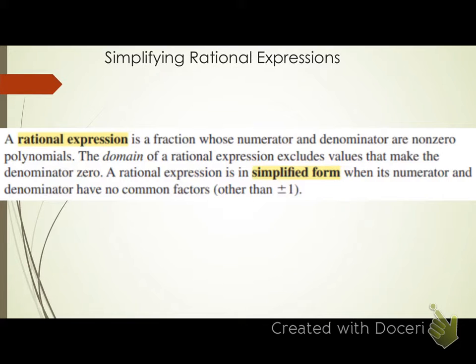A rational expression is in simplified form when its numerator and denominator have no common factors other than 1. So if I have just an original fraction, 6 over 10, what does that reduce down to? Or I guess I should say, is that in simplest form? It is not, because what does it reduce down to? 3 over 5. Same concept with our rational expressions today. We want to write them in simplified form. We want to divide by something, essentially, that they both have in common, the numerator and denominator.